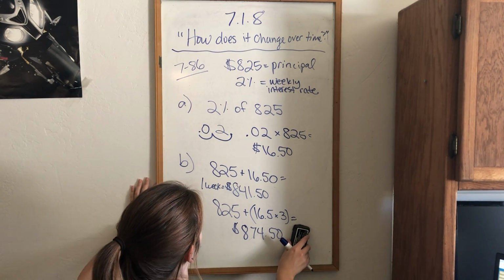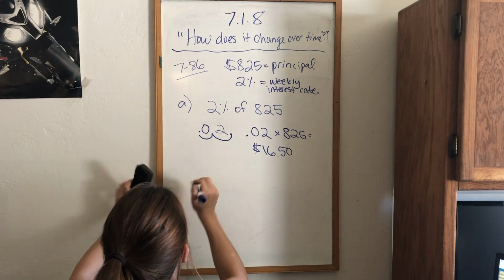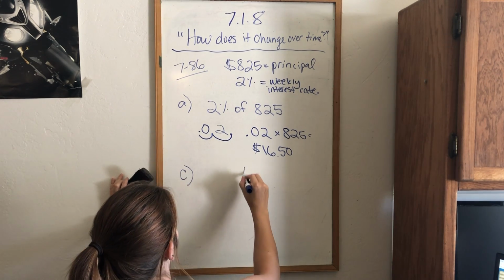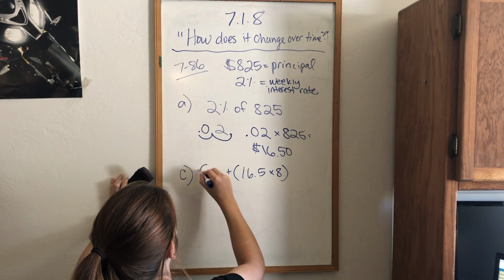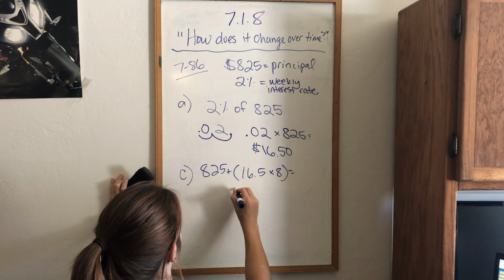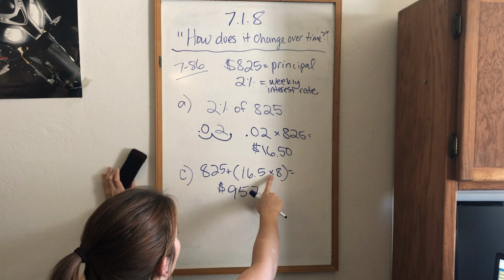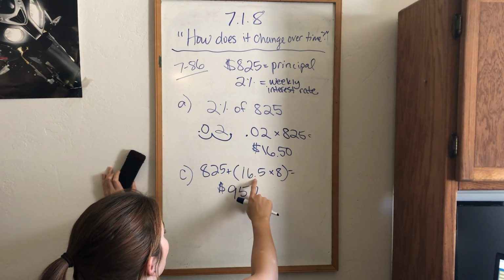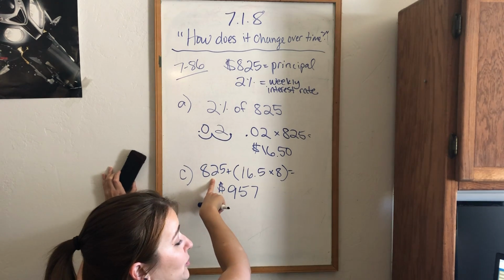So say that again, what you need? Do 16.5 times 8. Okay, hang on, let me do that. And then add that to 825. That's 957. Good. All right, so that is after 8 weeks, because you'll see I put the 8 for 8 weeks, multiplied it by the weekly interest rate, and then added it to the principal amount.